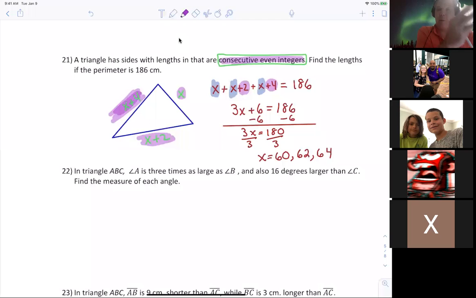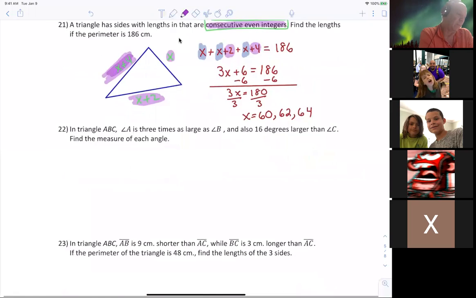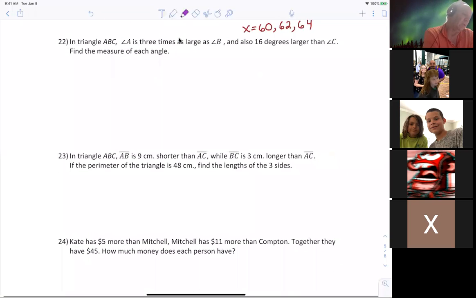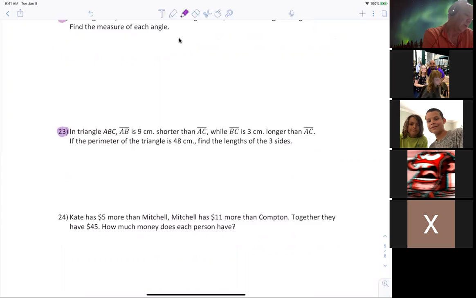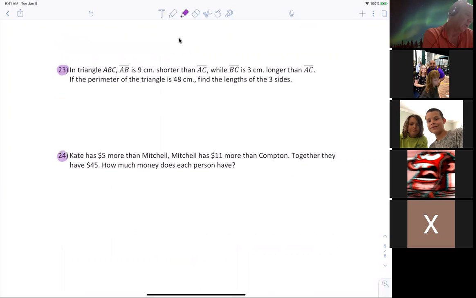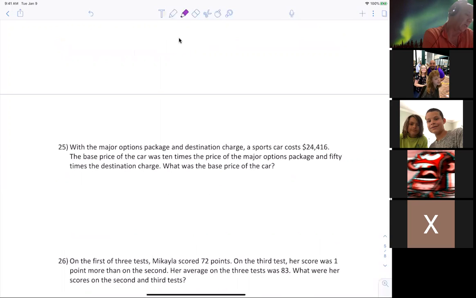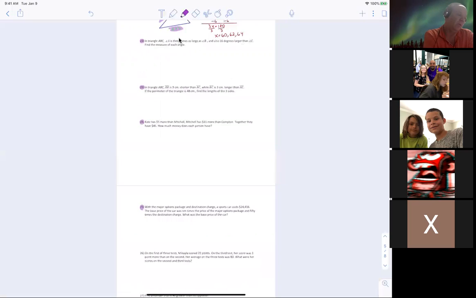So I only have a couple problems for you. Here's what I want you to try. I want everybody to circle or highlight number 22, highlight 23, highlight 24, and highlight 25. When are they due? They are due Tuesday.